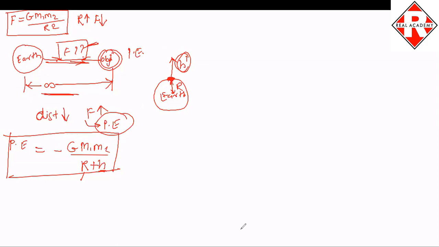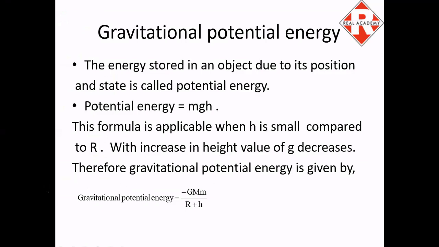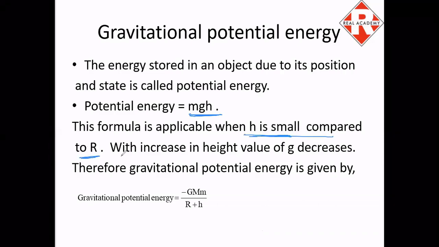So this was potential energy, gravitational potential energy. So you can see when we say mgh, again we will just quickly revise it. Whenever we say potential energy is given by mgh, the formula is applicable when h is very very small compared to r. As we increase the height, g also decreases. As a result, we cannot use this formula. So gravitational potential energy can be given by the formula minus gm earth. Okay, next.